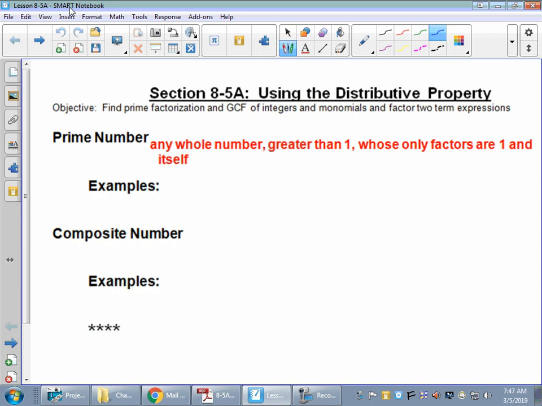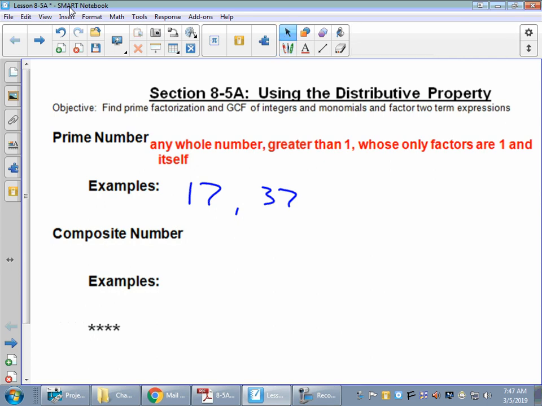So, for instance, an example would be 17, my favorite number, as you guys know. The only numbers that you can multiply to get 17 are 1 times 17. Another one would be, say, 37. Again, the only numbers that multiply to make 37 are 1 times 37.